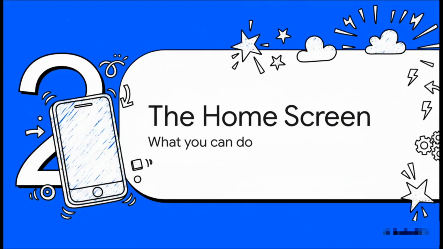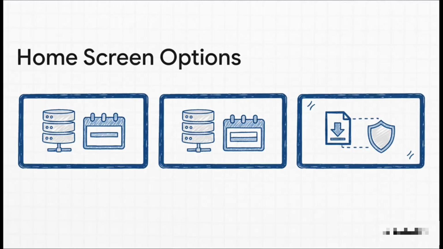All right, so you've got the app installed and open. You'll land on the home screen. It looks pretty simple, but don't let that fool you. This is basically your command center. Let's break down what these options are all about. The home screen really boils down to 3 main choices.